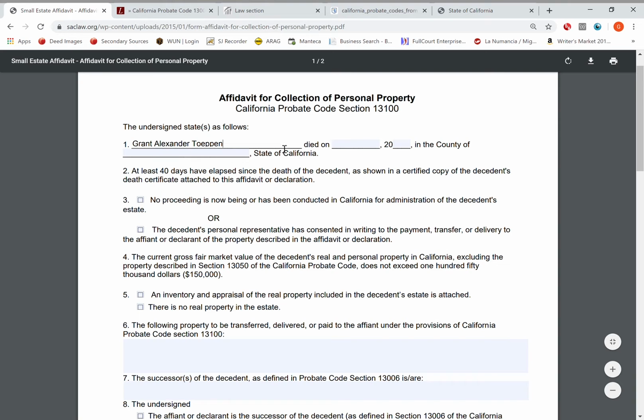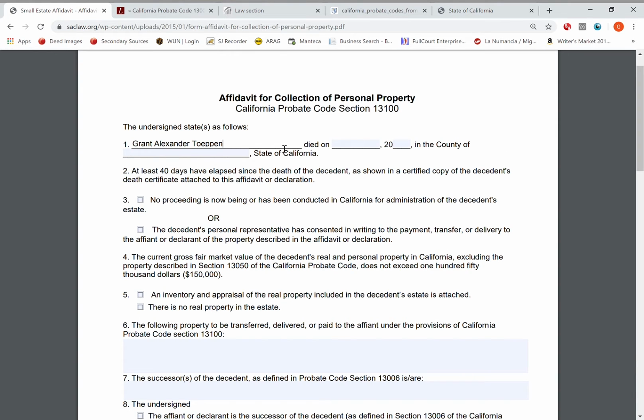Notice I included the full name. I suggest you always include the full name. This makes it so there is less likelihood of rejection. If their account says that my name is Grant Alexander Toeppen and you just put Grant Toeppen or Grant A. Toeppen, guess what? You're rejected. This was for naught. Start again. So do the full name here.